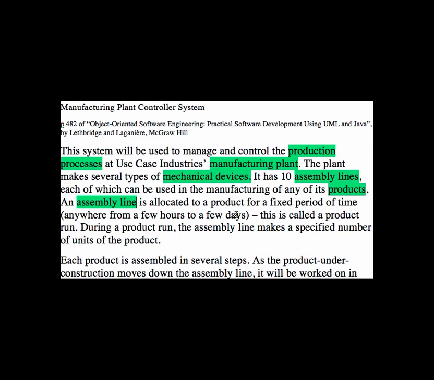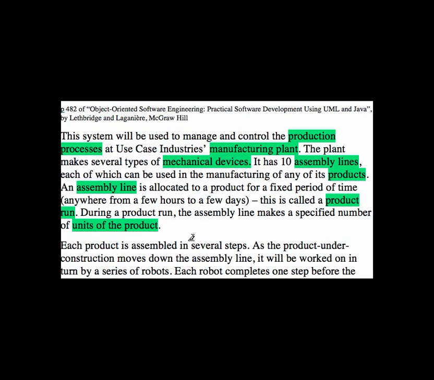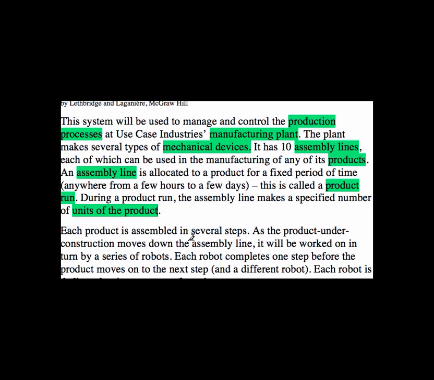This is called a product run. That sounds promising, product run. Let's highlight that. During the product run, the assembly line, which we found before, makes a specified number of units of the product. That sounds promising. I'm going to highlight units of the product here. Let's keep going. Each product is assembled in several steps. So step is a possible noun.